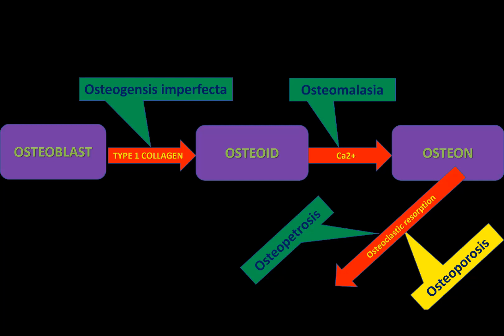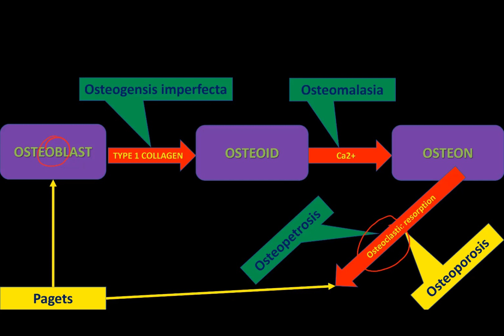Now, there is one more step which affects the osteoblastic activity. It increases the osteoblastic activity as well as it increases the osteoclastic activity, and that is Paget's disease. So these are the different diseases acting at the same cycle at different points.